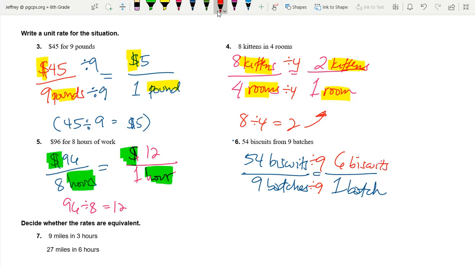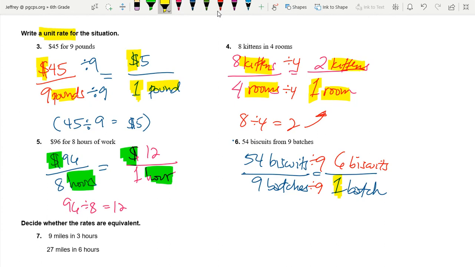Now, if you ask me, how do we know what to divide? Remember, we're getting the unit rate. So that means your denominator would be 1. It says per batch. That means 1 batch. This is per room, 1 room. Per pound, for every pound, or 1 pound. So we're just dividing the numerator by its denominator.